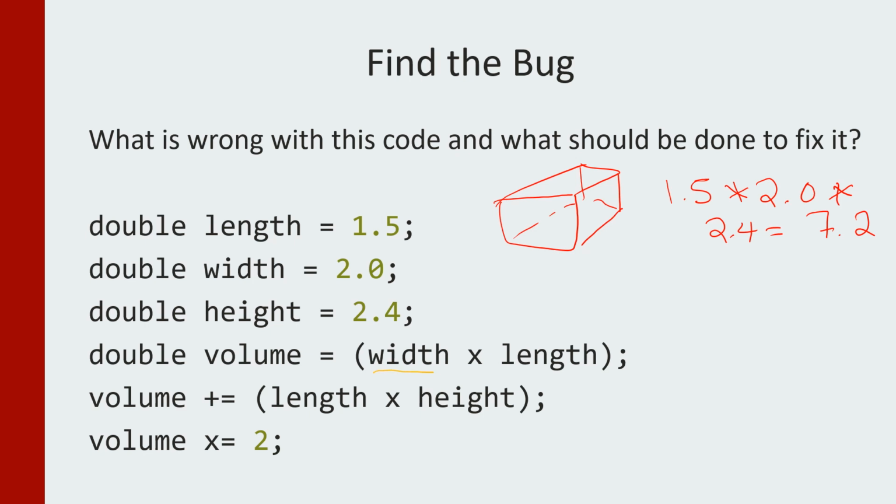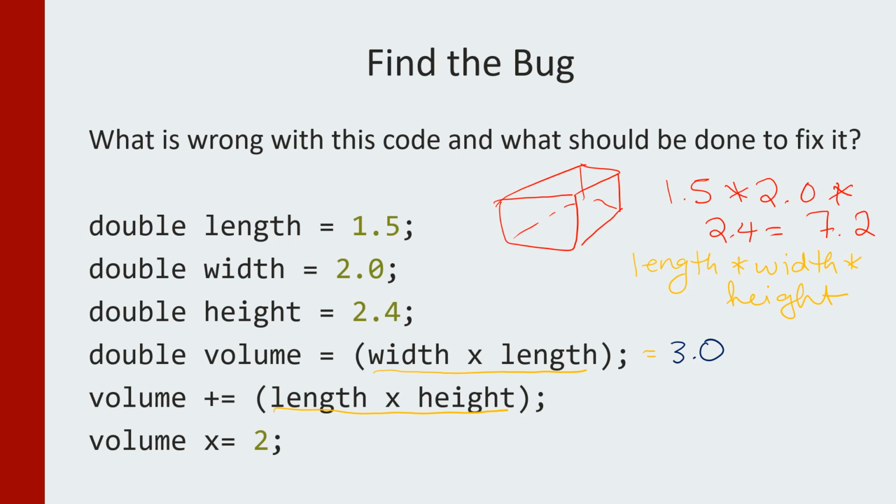I do have width times length. Okay, I think that makes sense because I would want to have length times width times height. And I do have length times height, so that makes sense. But something else is going wrong. If I calculate out what width times length is in this context, which is 2.0 times 1.5, I will get 3.0. Let's use a darker color.